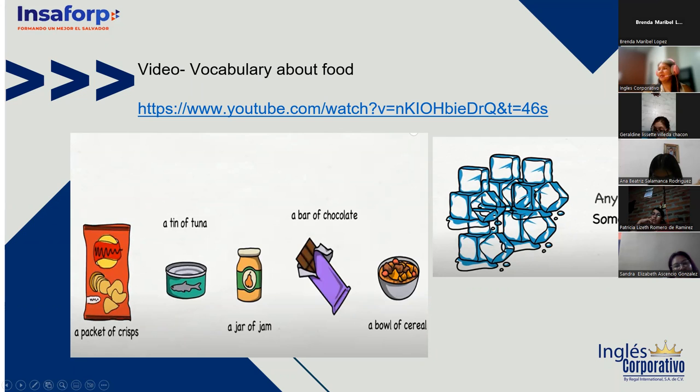Ok. En este caso del hielo, no sabemos medir la cantidad, podemos decir any or some, ¿ok? En el caso que no sabemos la cantidad, dependiendo del contexto, si es positivo, negativo o pregunta, usted va a saber si aplicar any or some, ¿ok?